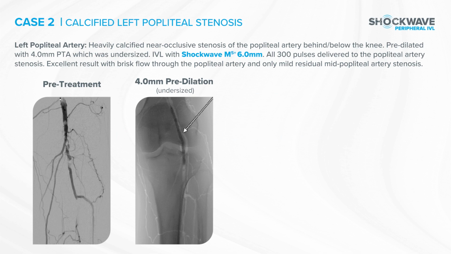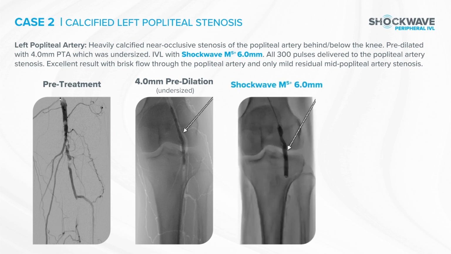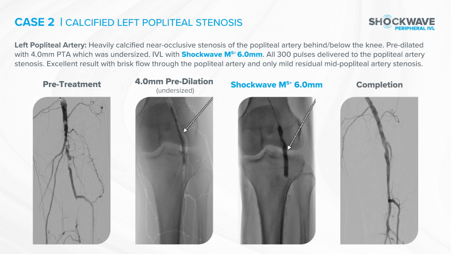So I decided to proceed with a 6 millimeter M5 shockwave balloon to treat the calcified disease behind the knee. I was able to easily advance the catheter across the popliteal artery disease, and alternating rounds of pulse delivery at subnominal pressure followed by angioplasty with the M5 balloon were performed across the entire segment of calcified disease. The completion result, as you can see on the right, shows a widely patent popliteal artery with no significant residual stenosis and brisk flow.